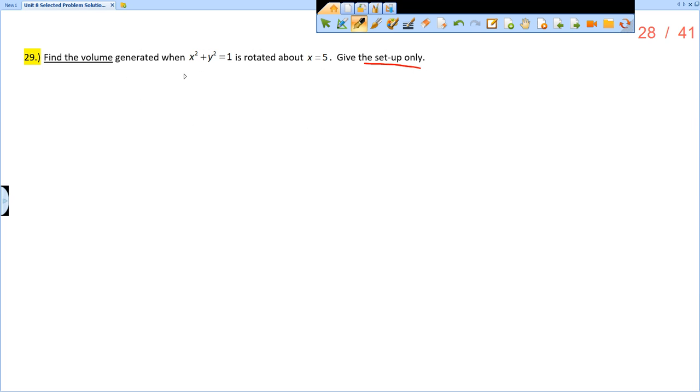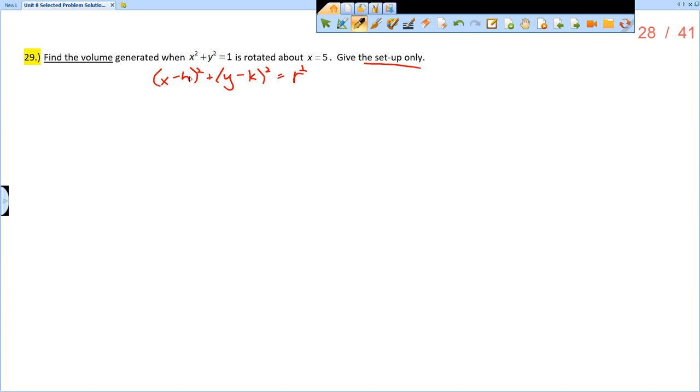Now we have to come up with a graph of x squared plus y squared equals 1. You should recall that this is actually a circle of radius 1 centered at (0, 0). Remember, this is like (x minus h) squared plus (y minus k) squared equals 1 squared, so 1 is the radius, and (h, k), the center of the circle, is (0, 0).